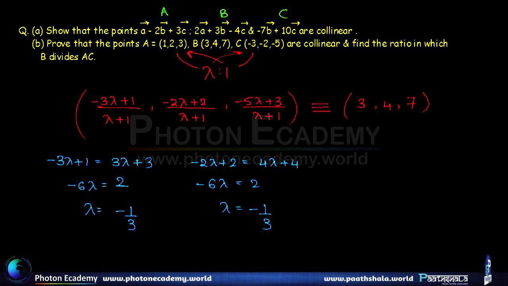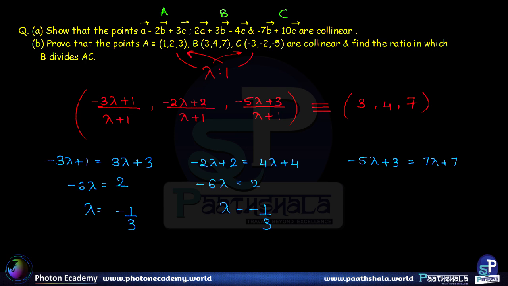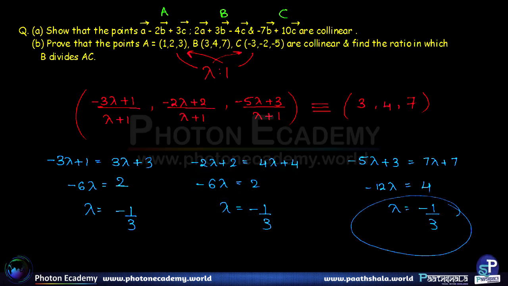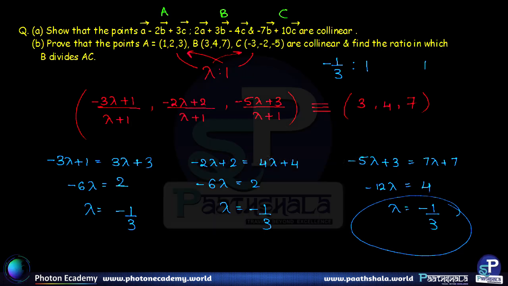And minus 5 lambda plus 3 is equal to 7 lambda plus 7. So minus 12 lambda is equal to 7 minus 3, and 7 minus 3 is 4. So lambda is again equal to minus 1 by 3. So the collinearity is proved and the ratio is minus 1 by 3 to 1. So that is basically 1 is to minus 3. So that is 1 is to 3 externally. So our answer is complete.